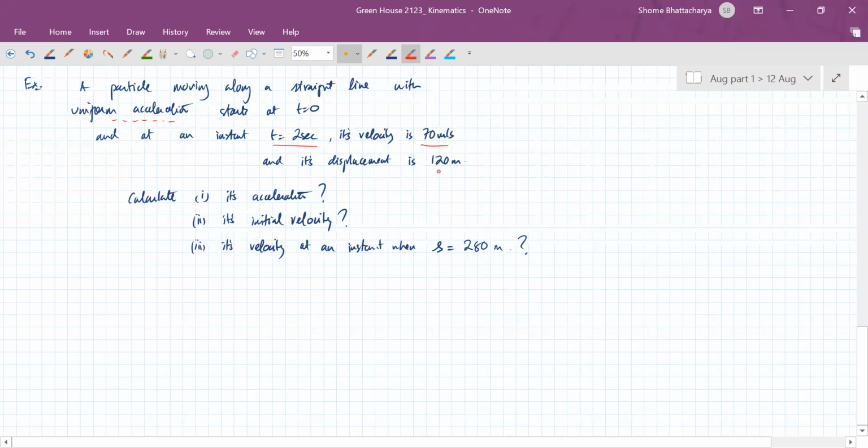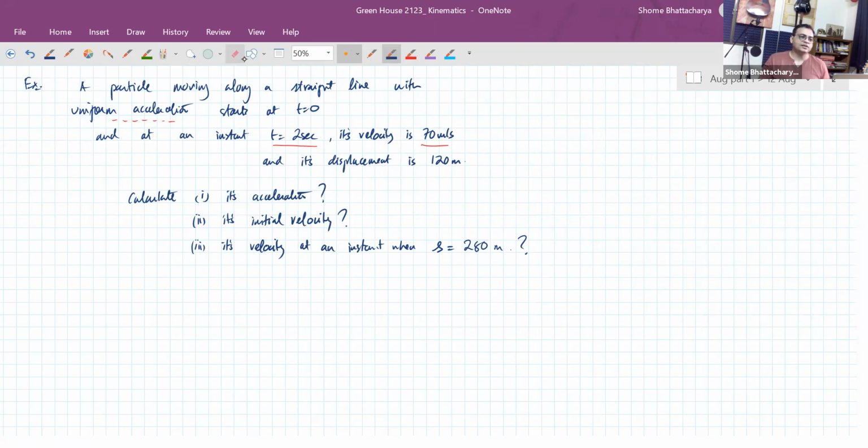Suppose I had given the displacement as 140. Then when you put it in the equation, your value of a would have come out to be 0. It would have been justified, that acceleration is mentioned but actually isn't there, according to the data of the question. But here the data of the question shows you that there actually is acceleration.